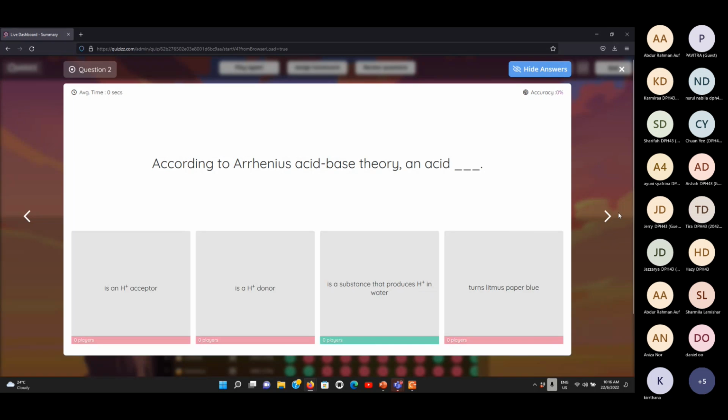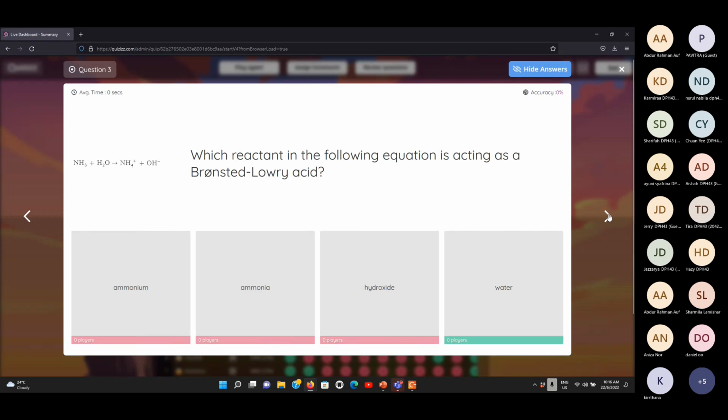Next question. Which reactant in the following equation is acting as a Bronsted-Lowry acid? So dia bagi satu chemical equation kat sini. Ammonia tambah water. So basically it means we prepare a solution of ammonia in water. So this will produce, bila ammonia tu larut dalam air, dia akan menghasilkan ammonium. Ammonium is NH4 plus and also hydroxy ion.